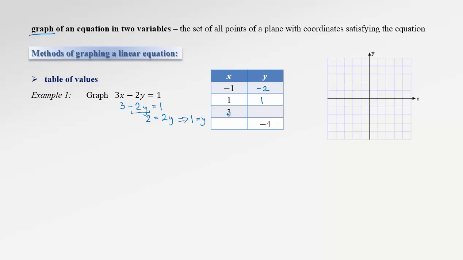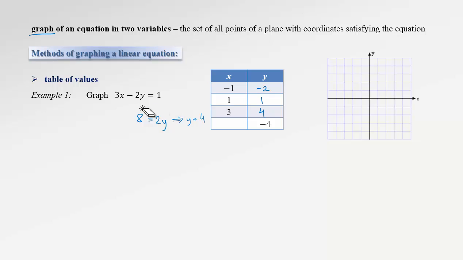Well, you may want to check 3 by yourself. Plug in 3 instead of x, so we have 3 times 3, so it's 9. And again, 2y equals 9 minus 1, so it's 8. Therefore, y by itself is just 4. Plug in 4. Finally, the last example, just for change, I used y value -4, and let's see what the corresponding x value would be.